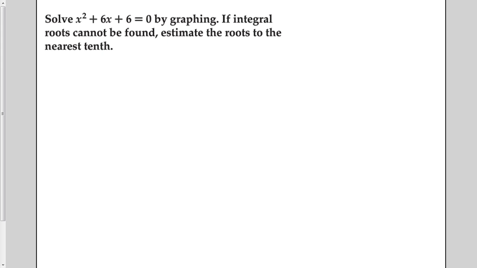But as we see in this case, it says if integral roots cannot be found, estimate the roots to the nearest tenth. And so that kind of gives us an idea that maybe in this case, when we try to factor this, it may not be factorable, and we may have to use some of our other tools to figure out how to solve this by graphing. So one of the tools that are available to us is the use of our calculator.